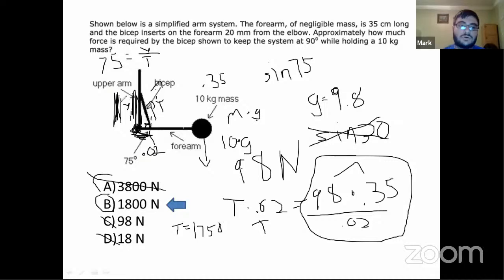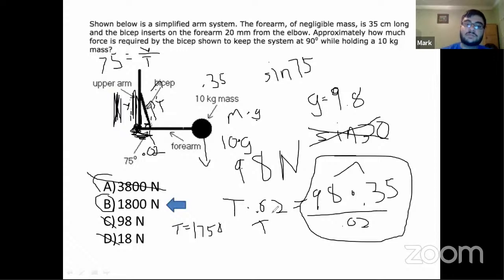Okay, so about the T, oh, the T is tension. I'm sorry, it's a little bit confusing, but the T is tension because the bicep is, like I mentioned, basically like a string or a rope. All muscles are, so we use tension. And we divided both sides by 0.2, because we're trying to isolate tension, that's what we're trying to find.